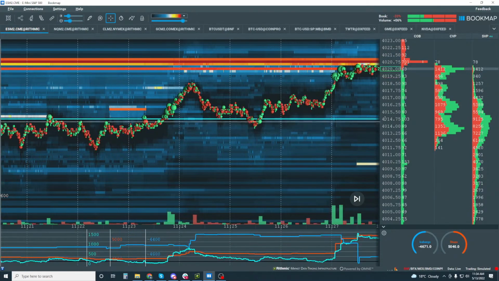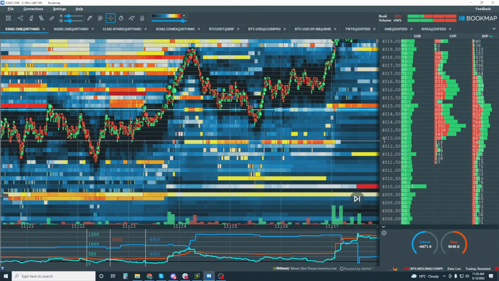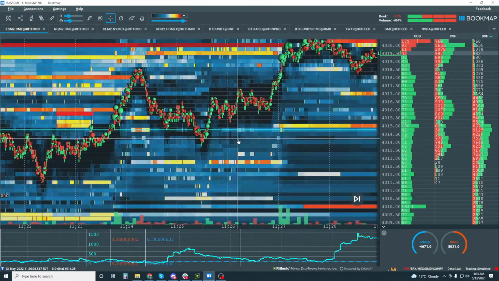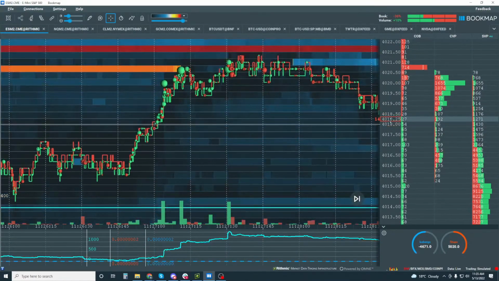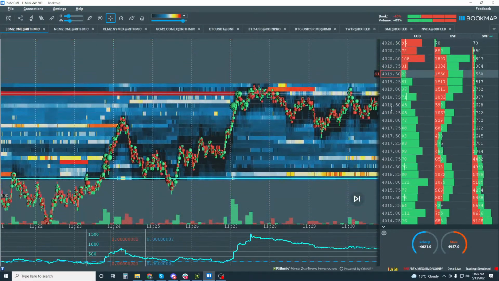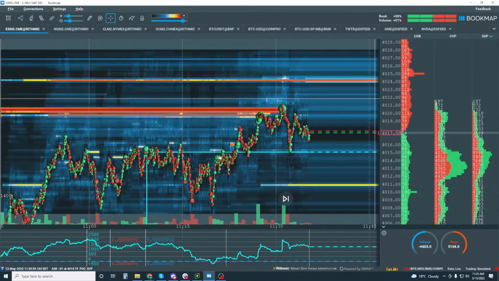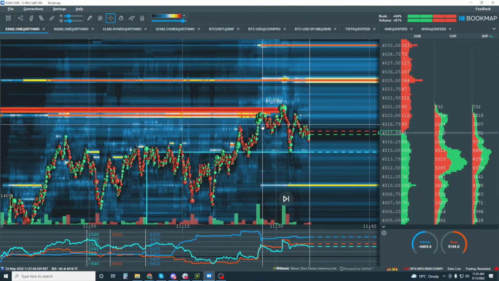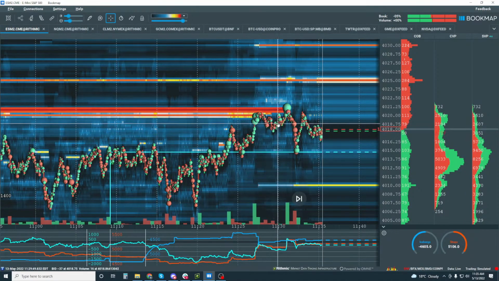And I don't see too much. If we zoom in, we'll get a different look here. But there's not a whole lot on the bid that pushed it up until maybe we got up into here. And then they're underneath here. We didn't get too much out of the heat map on that example. Sometimes it's just clear as day. And it's not so much about the volume, it's about the heat map.